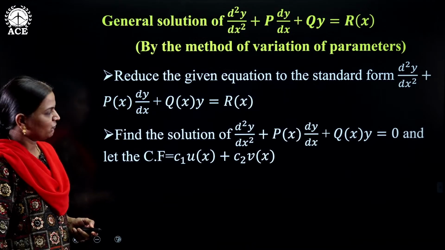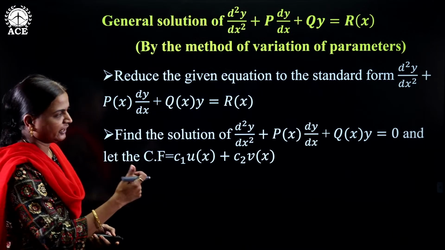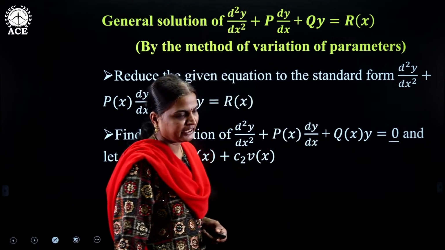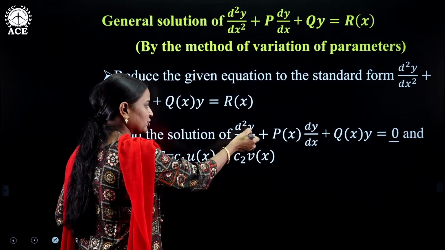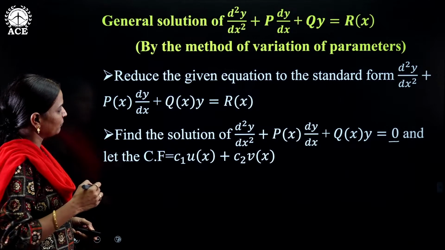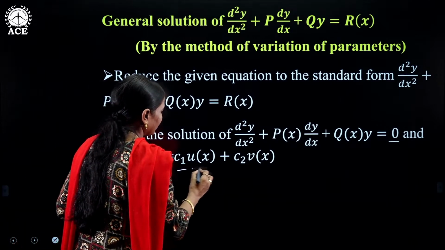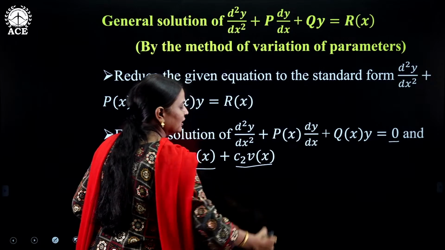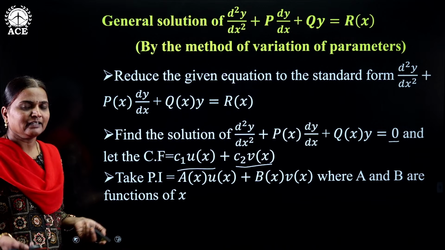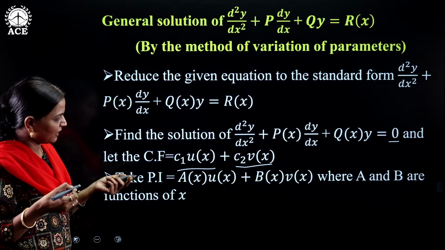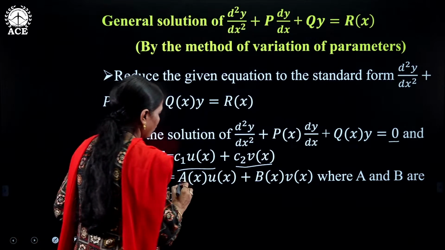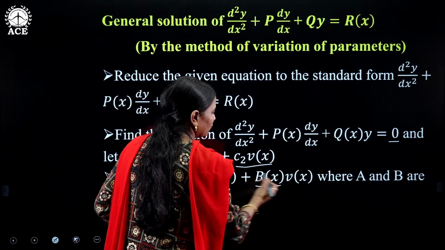After that, find the solution of the homogeneous equation, that is, if it is equal to 0, which means the complementary function of the non-homogeneous equation. The general solution of the homogeneous second order differential equation is therefore the complementary function of the form c1 into u of x plus c2 into v of x. After writing the complementary function, next we have to assume the particular integral. What is the particular integral? A of x into u of x plus b of x into v of x.